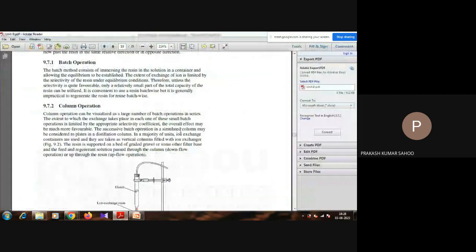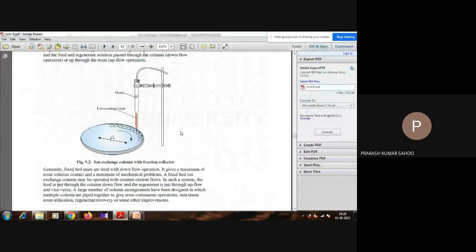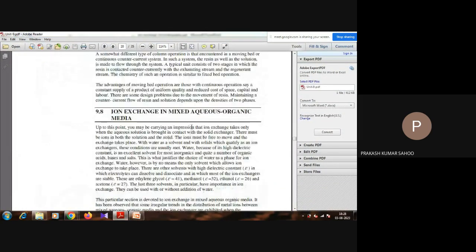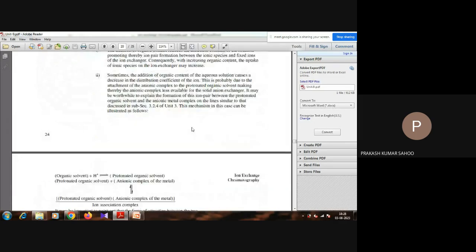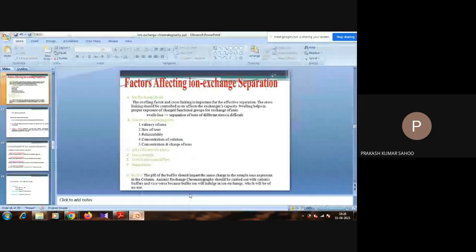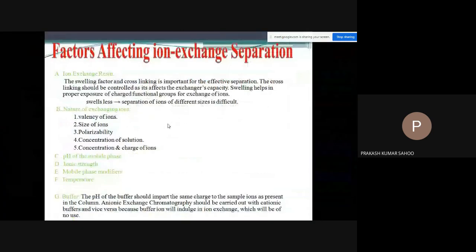We have also something like that. This is an ion exchange column with fraction collector. Then we have ion exchange resin, these are also already discussed.